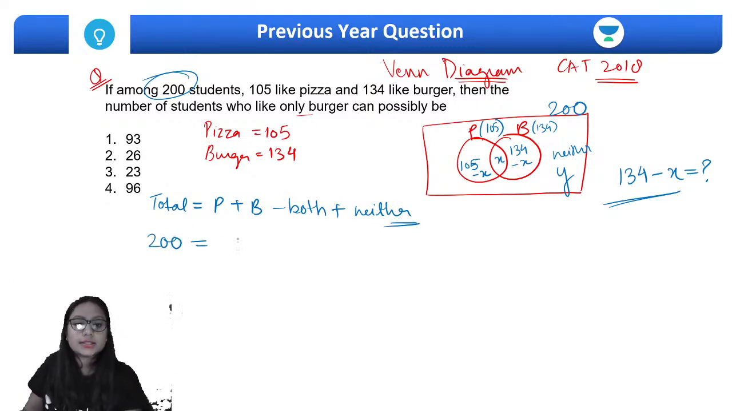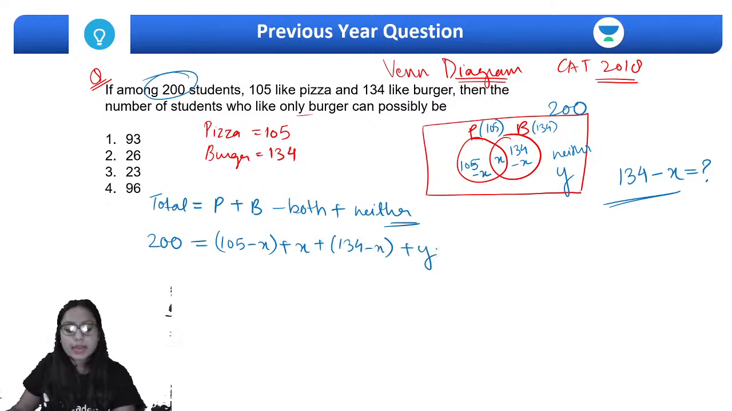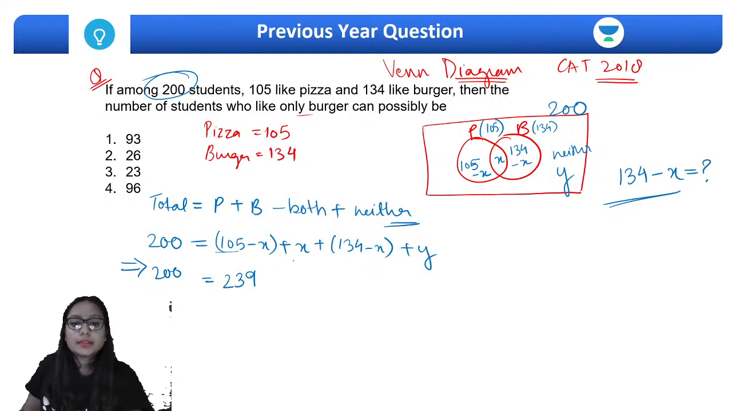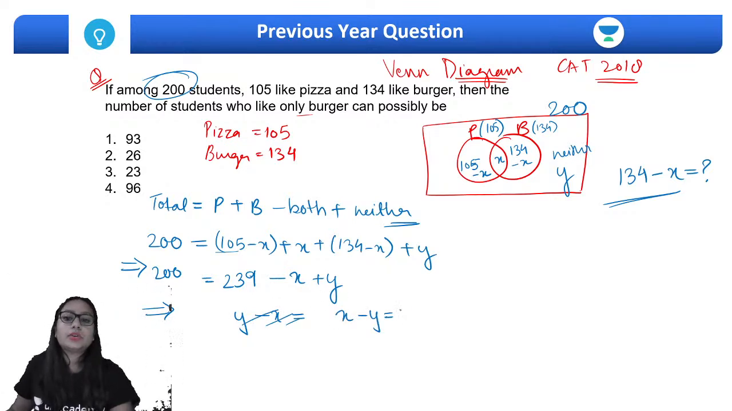So I will have 200 is equal to 105 minus X plus X plus 134 minus X plus Y. Right, so this is the equation that I'll have. Let us try to simplify this. So I will get 200 is equal to 105 and 134 will add up to 239, and this will be minus X plus Y. So from here I get the value of X minus Y is equal to 39. Okay, from here we have this equation.